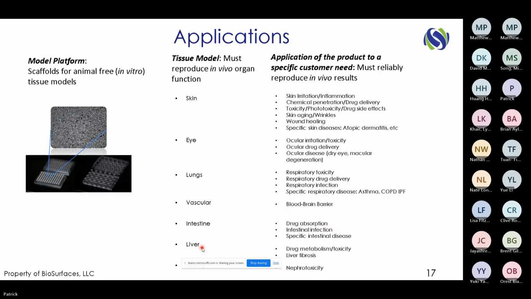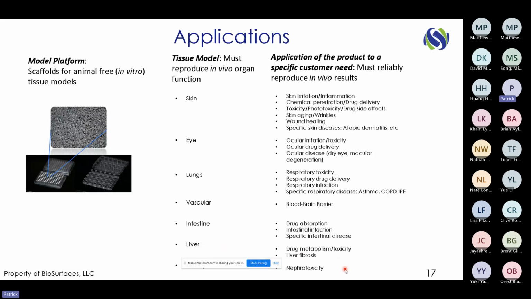Liver is not the typical model that we use on the inserts. It's not really a barrier tissue, but I certainly expect that these three-dimensional scaffolds could have utility for development of important models such as liver. And of course, this is the key for drug metabolism and toxicity and liver fibrosis. And then finally, the kidney models, which are in high need for nephrotoxicity and drug development studies as well.